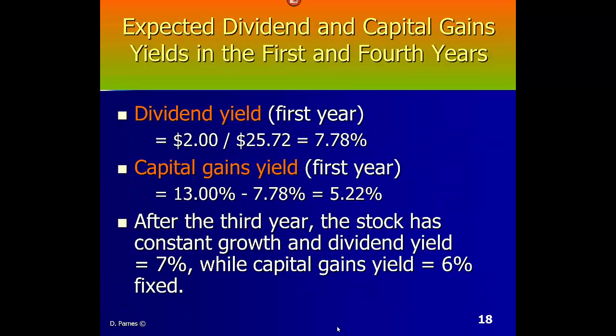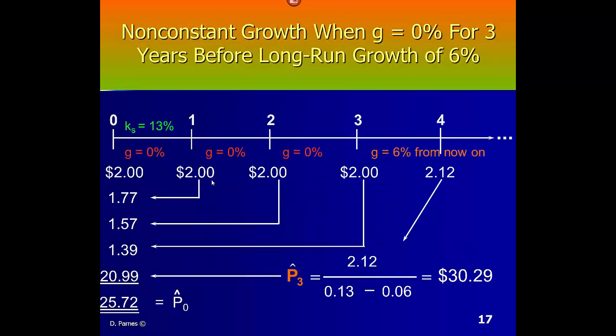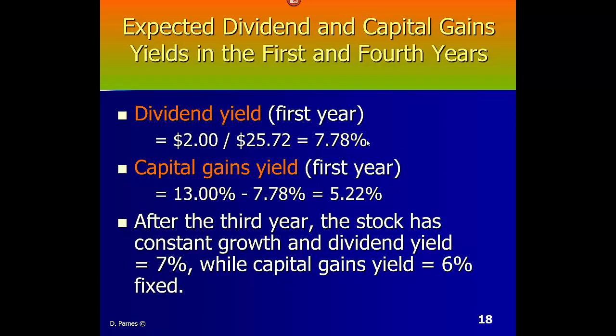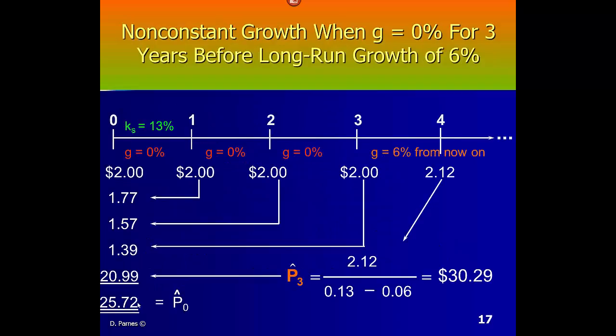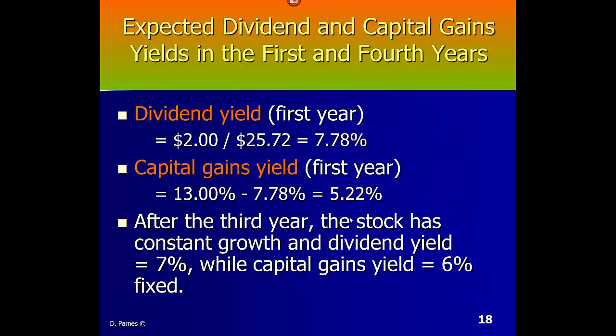Once again, let's take a look at the two sources of income. Dividend yield in the first year is D1 divided by P0. D1 was $2, divided by P0, $25.72. So this will give you 7.78%. That's one source of income.